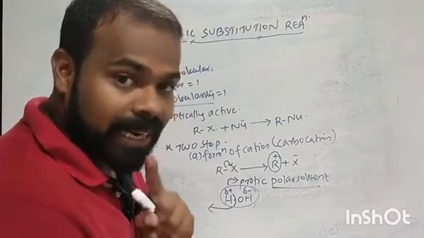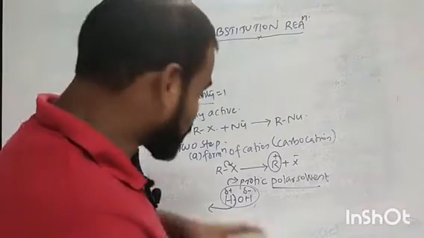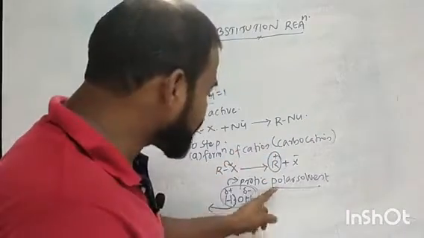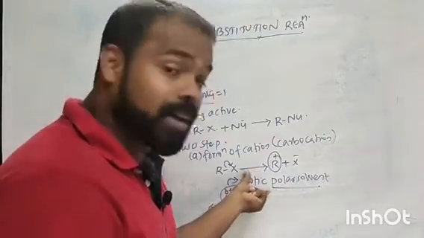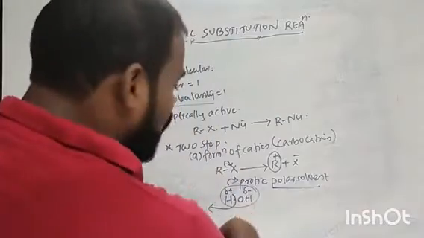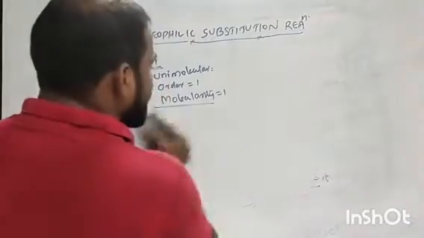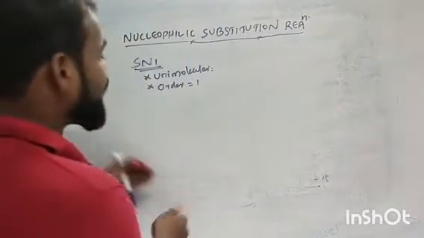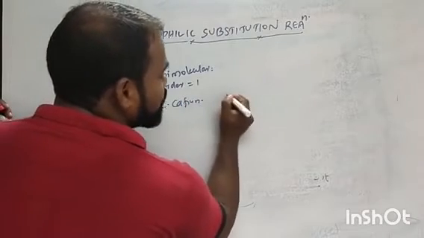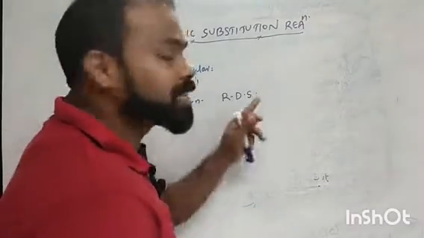Clear, all of you? Listen very carefully to the conditions. First condition, optically active. The process occurs in two steps. Formation of carbocation, which should occur in the presence of a protic polar solvent. First step over, formation of carbocation. Then the carbocation formation will be the rate determining step, RDS.